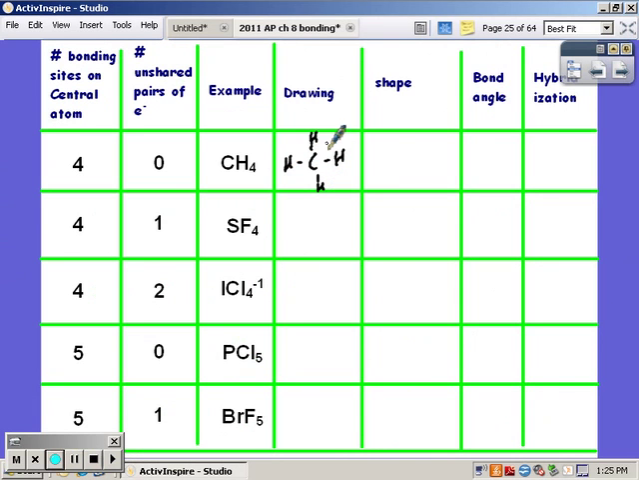You should know methane, or CH4, by now. The shape of that one is tetrahedral with bond angles of 109.5. Your hybridization is sp3.